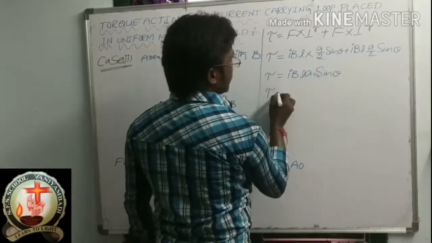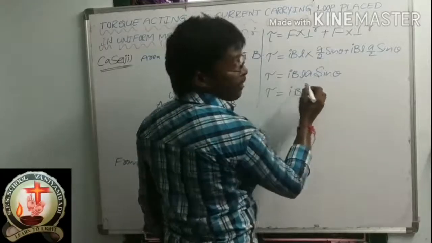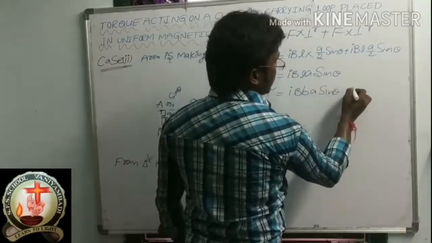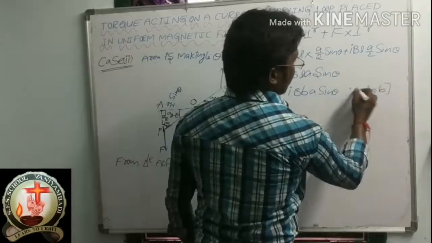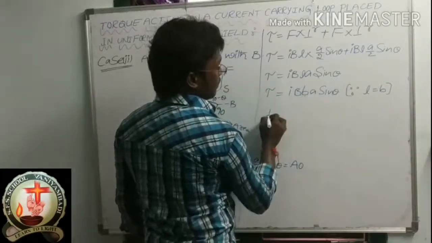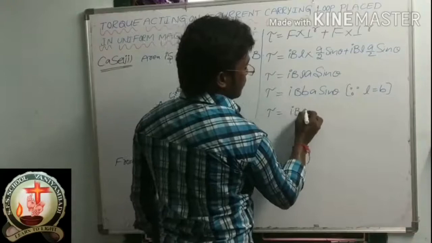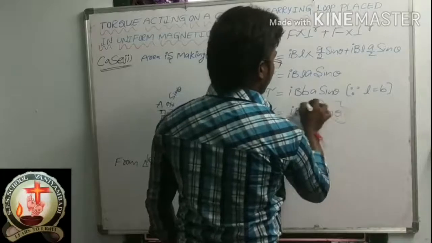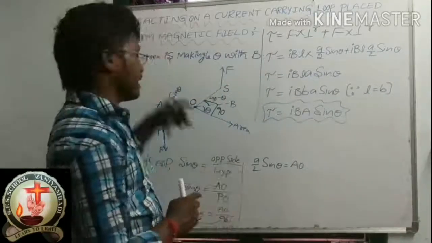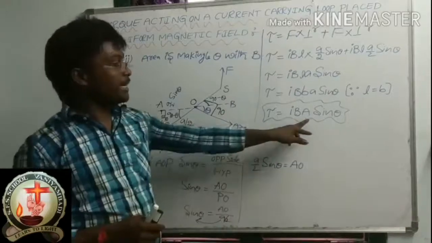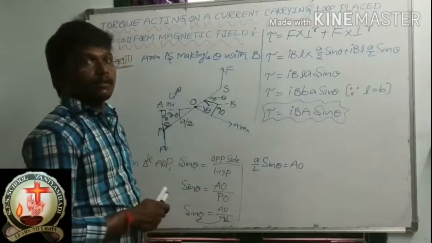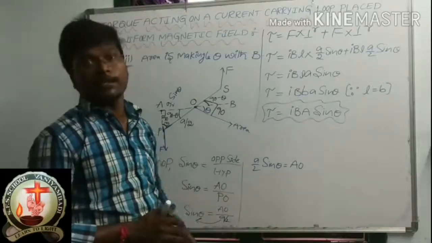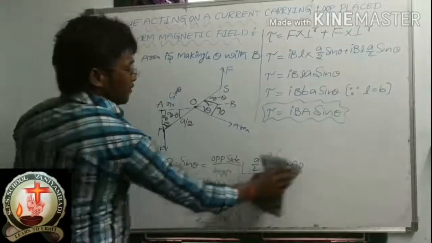Then in the place of L, what is the value? Since L is equal to B, the length. Length into breadth is area. So I B A sin theta. This is the final expression of the torque in the second case. Case 2, what is the expression? IBA sin theta. In the first case, IBA only. Okay. But here, I would like to tell you something.